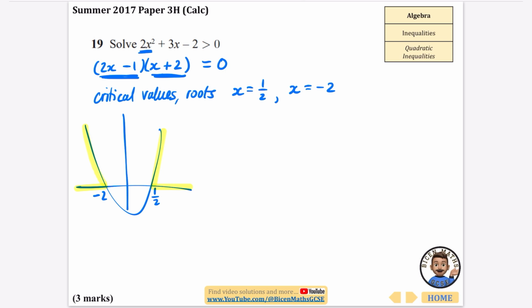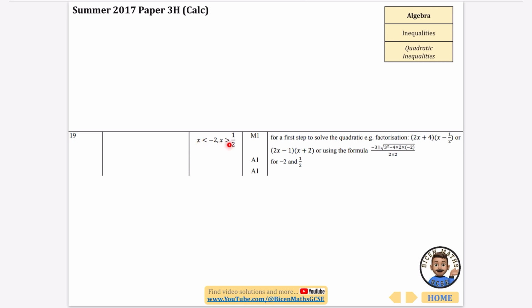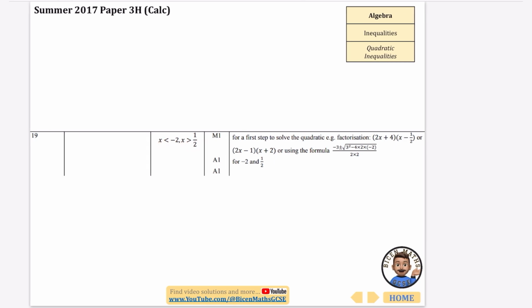And so what I mean by that is, for this first section, these values of x are going to be less than -2. So we get x is less than -2, and our other inequality is when these values of x apply, which is when x is greater than 1/2. So let's double check this. Great, x is less than -2 or greater than 1/2.